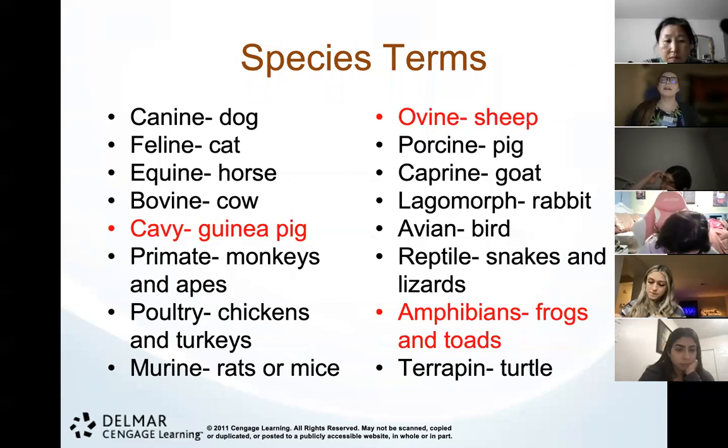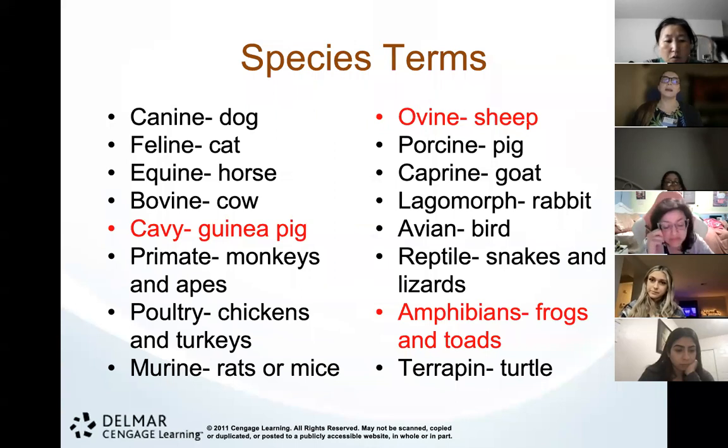So again, our canine, that is our dog. Feline is our cat. Equine is horse. Can you guys see the pattern there with pronunciation? Bovine is our cows. KV is the term that we use for guinea pigs, as well as just pocket pets in general. We'll even throw, what's the other one? Ferrets will also be considered to be KV. Primates, that is our monkeys and apes. Poultry is considered to be chickens and turkeys. Ducks also fall under that poultry.